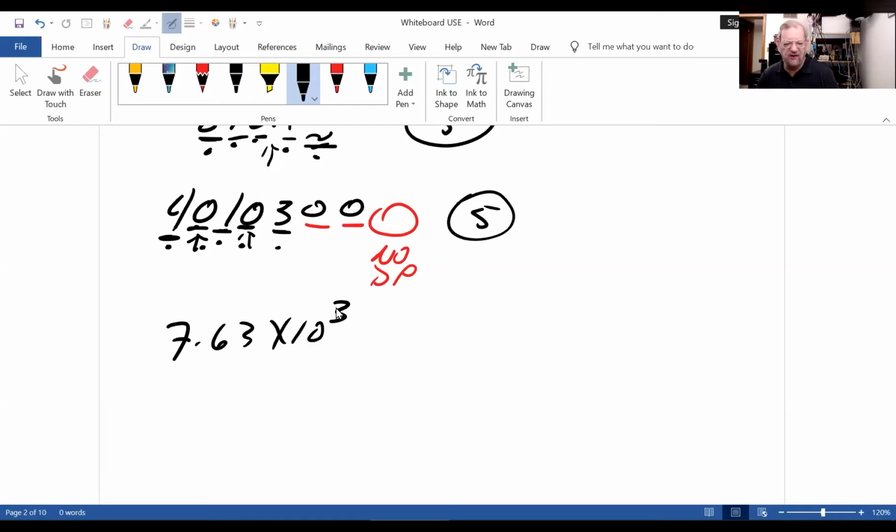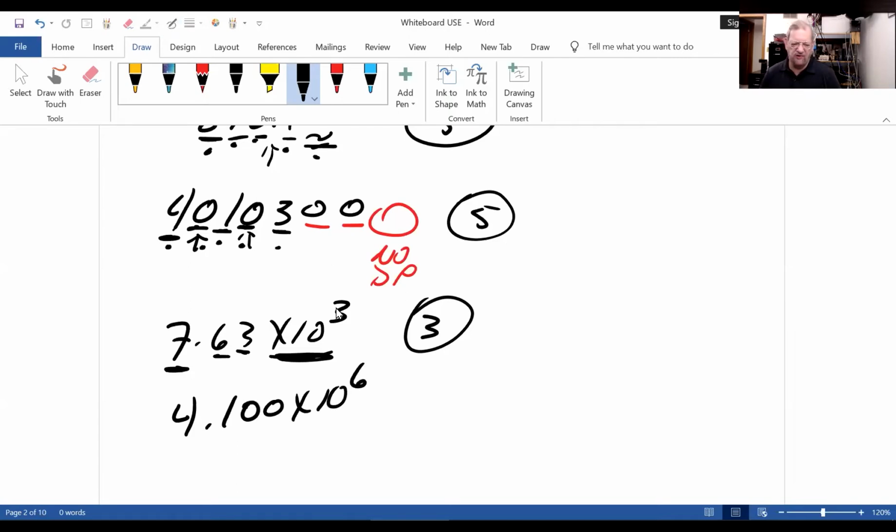When you're doing scientific notation, you ignore this totally. And if we look at the number 7.63, all non-zero numbers are significant. 1, 2, 3. Therefore, this has 3 significant figures. Why don't you try one more? How many significant figures does this number have?